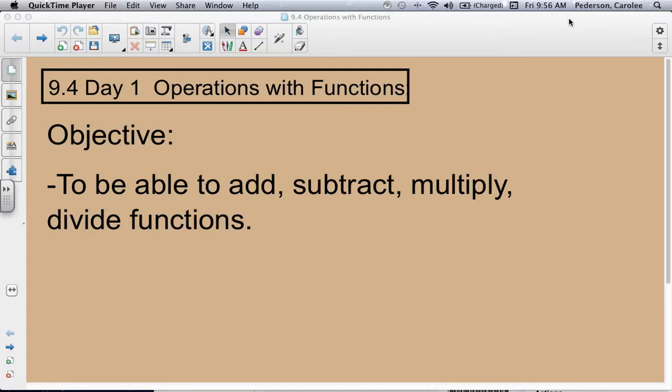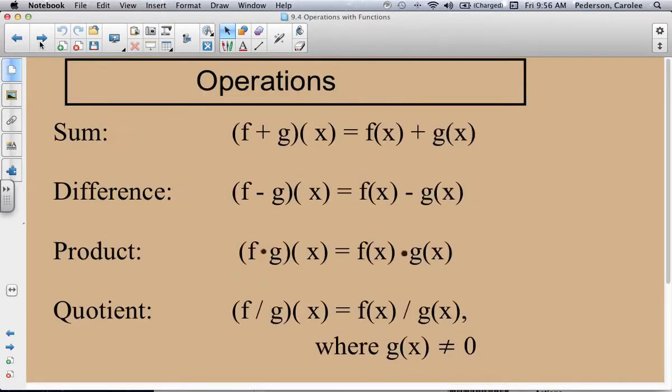This is 9.4, day 1, operations with functions. Today we're going to teach you how to add, subtract, multiply, and divide functions. Here are some of the operations. You don't need to write them down. We're going to add two functions together, subtract the functions, multiply them, and divide them.